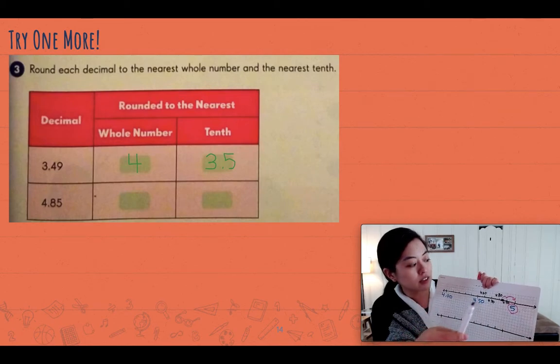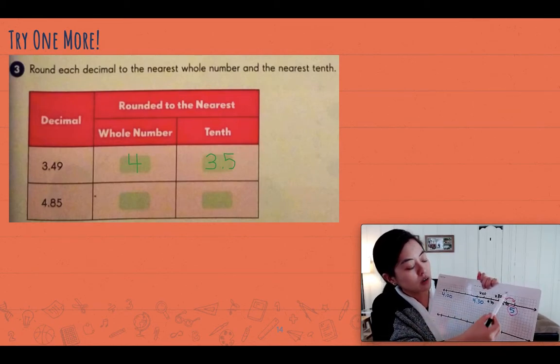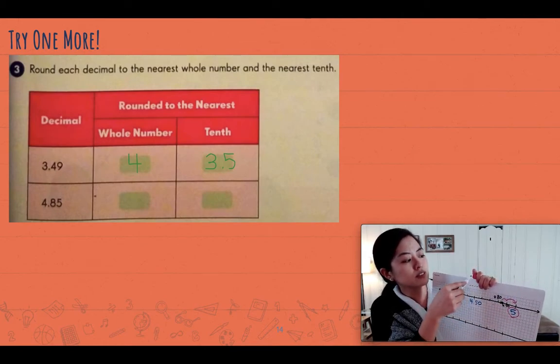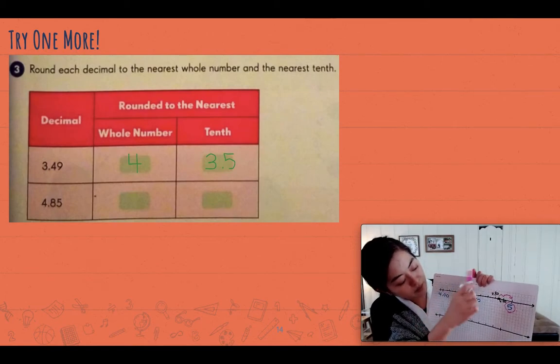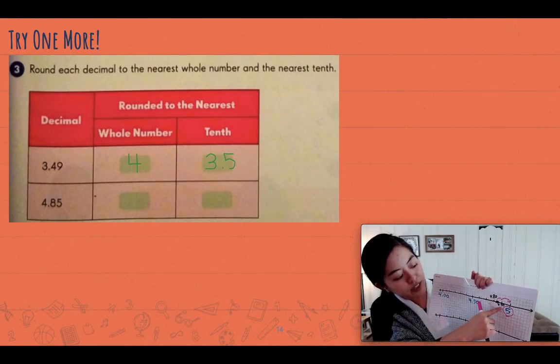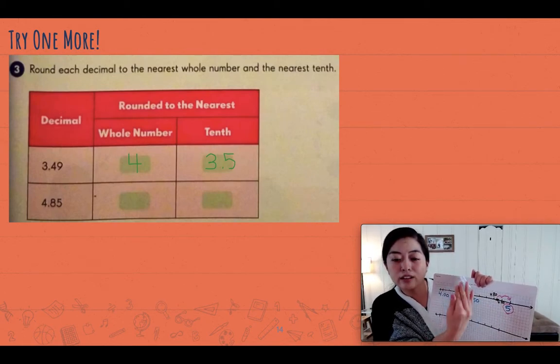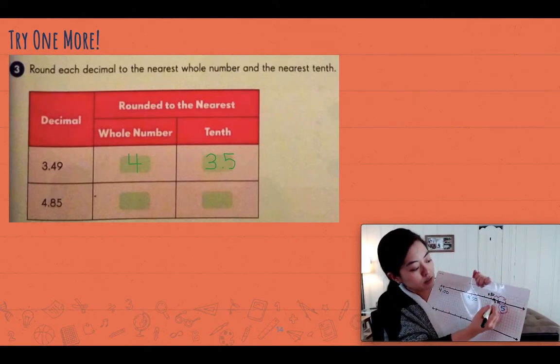Now we have to round it to the nearest tenth. Well, 4 and 85 hundredths is between 4 and 80 hundredths and 4 and 90 hundredths. And I'll erase these other hundredths so you can see here. Which one is it closer to? Well, it's actually right in the middle of it. If it's right in the middle, do we round up or round down? We round up. So it's actually closer to this number right here.